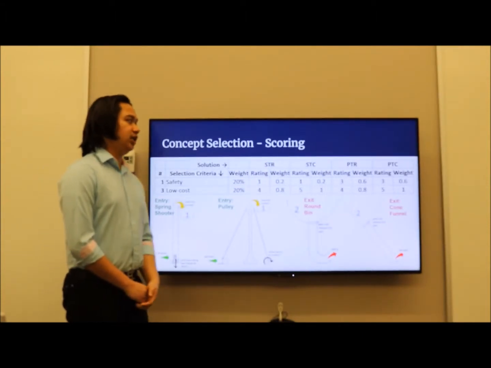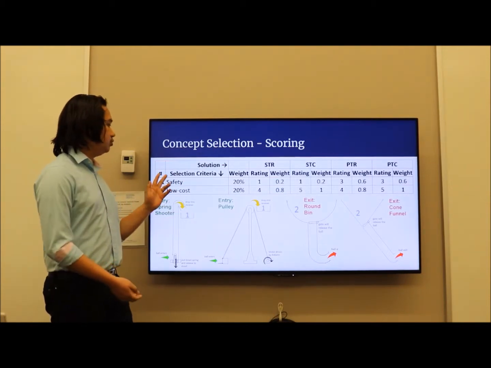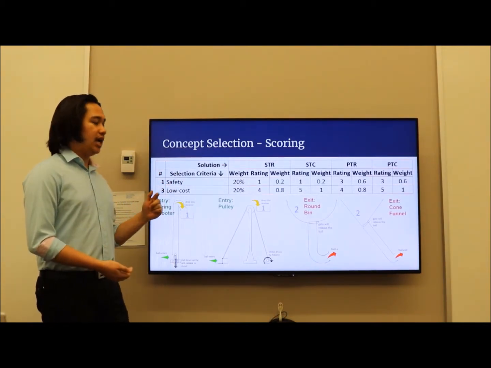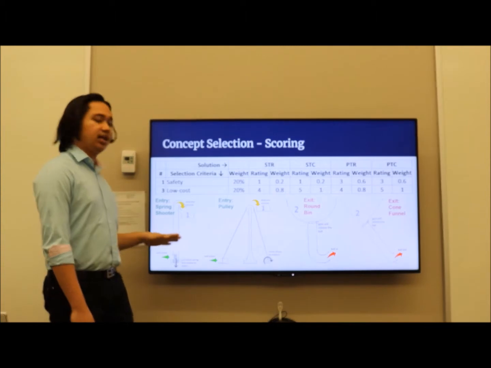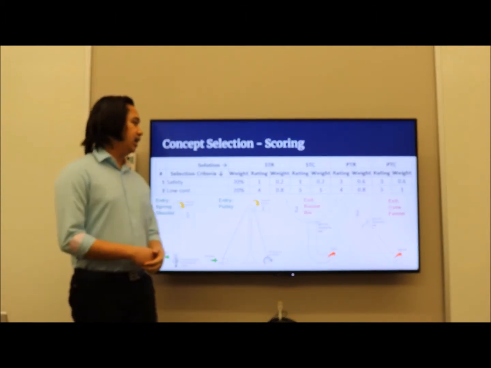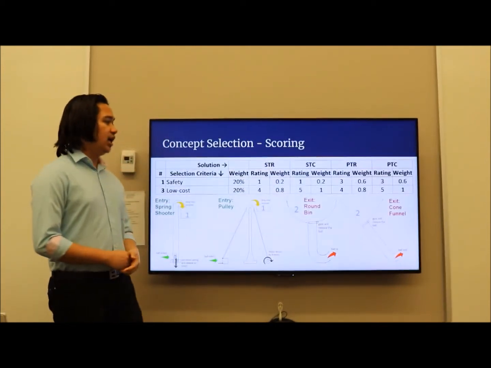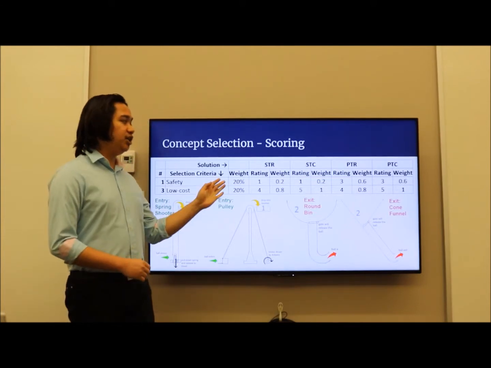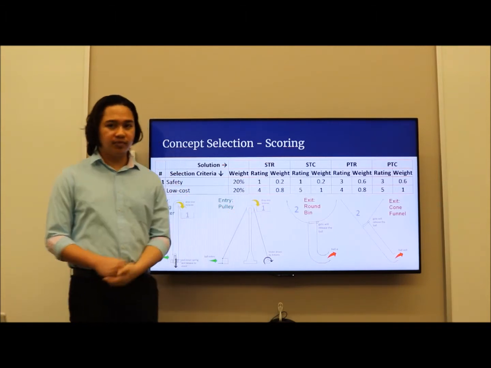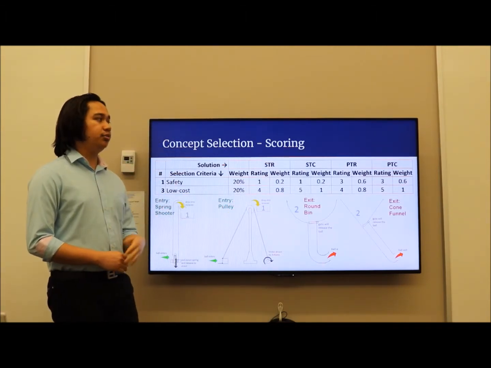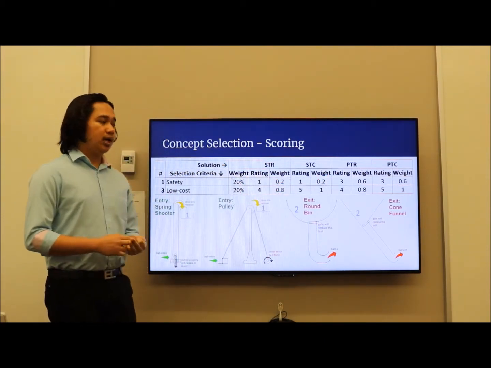From the selected combinations in the screening section, we proceed with the scoring process. In the scoring process, there are 2 criteria that play a huge role, which are safety and low cost. STR and STC receive a low rating for safety because they use a spring shooter. As for PTR and PTC, we believe that the round beam is harder to construct compared to the cone funnel. Thus, the combinations that use the round beam will receive a lower rating compared to the ones that use a cone funnel. So out of these four, we decided to continue our project using the PTC combination, which stands for pulley, tube, and cone funnel.